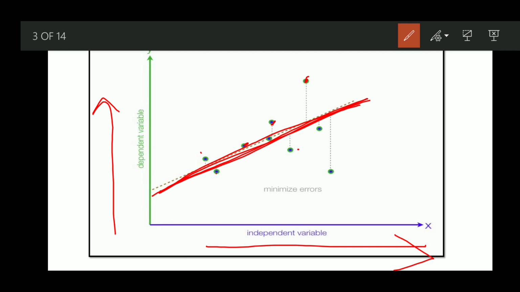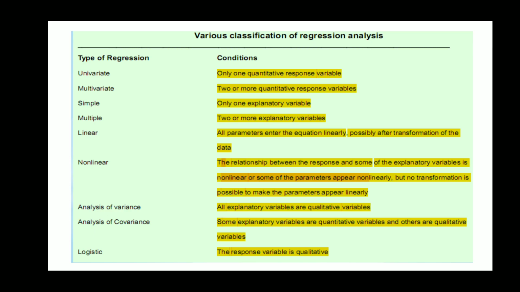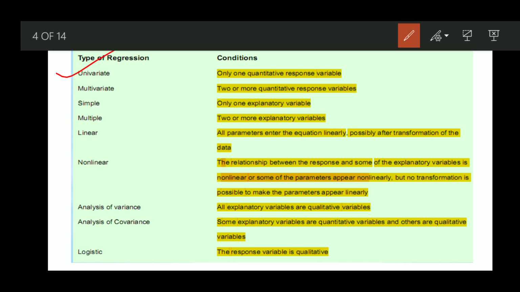Here is the classification of regression analysis. There are different types of regressions available. First is univariate regression, where you have only one quantitative response variable. Then that regression is called univariate. Multivariate means two or more quantitative response or dependent variables.